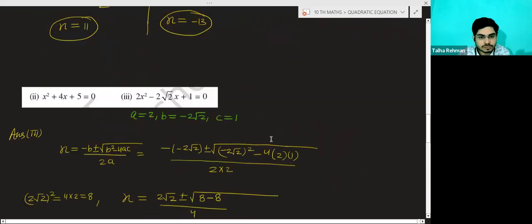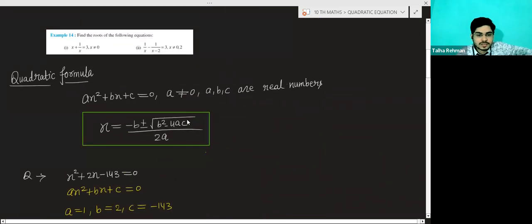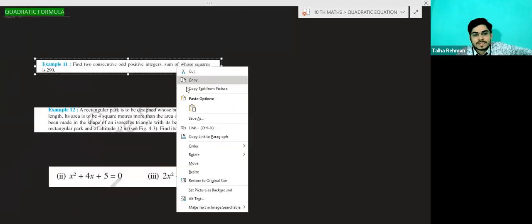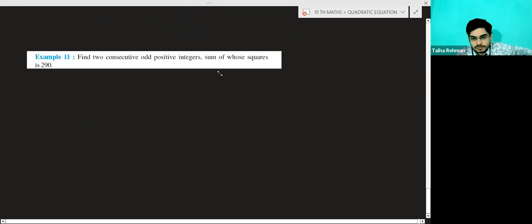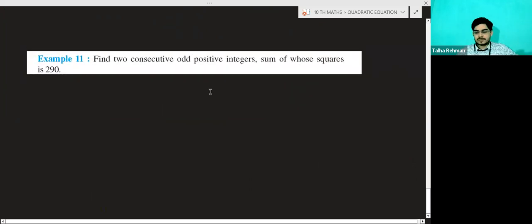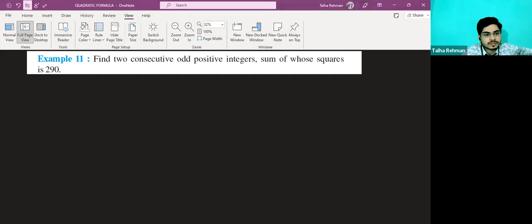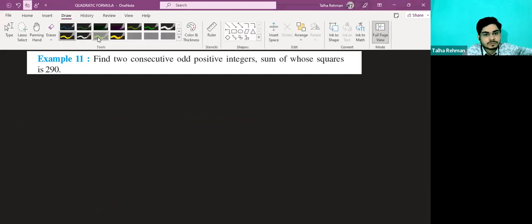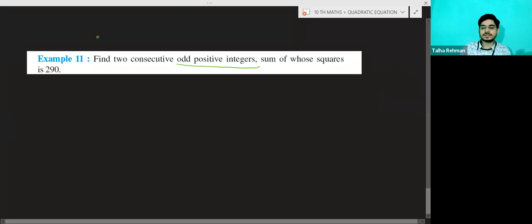After this, one question we will solve, and that question is not very tough, you can say. That question is basically a language based question, a statement based question. We have already solved these kinds of questions, but here a few things you have to identify. They are saying find two consecutive odd positive integers. Can you tell me some of the odd positive integers?